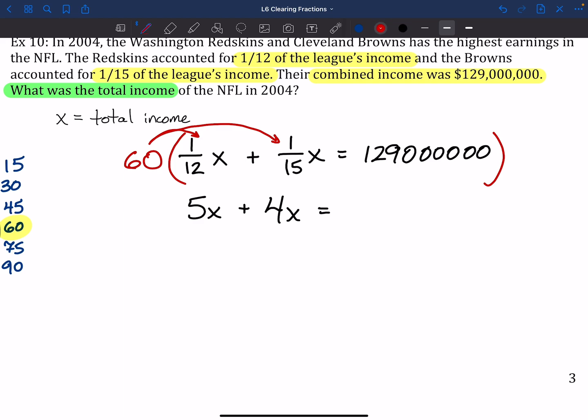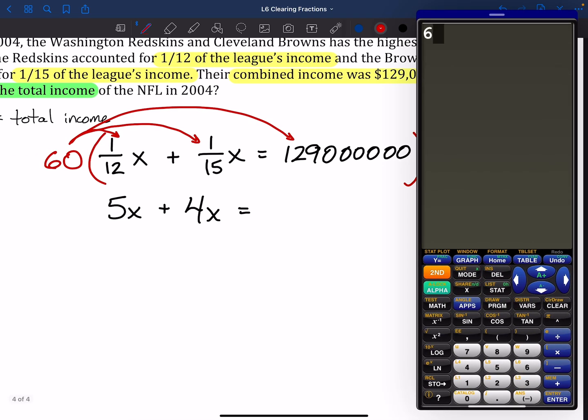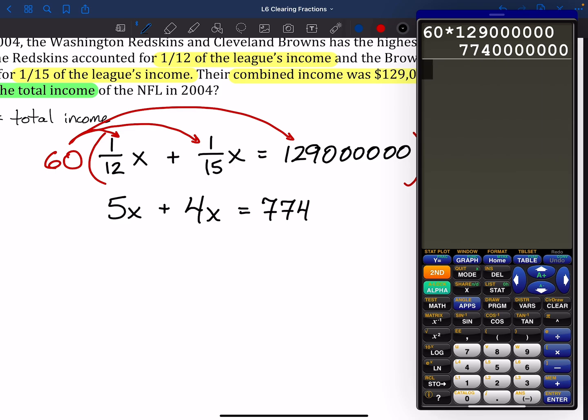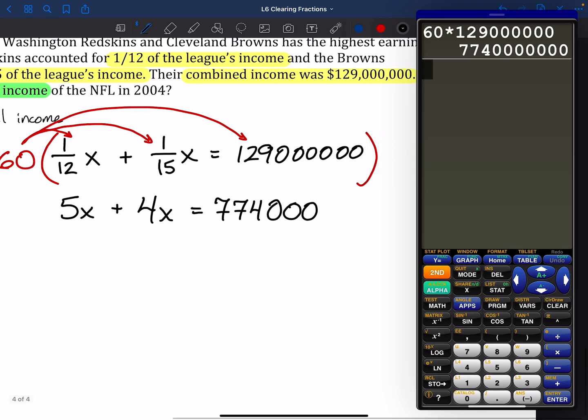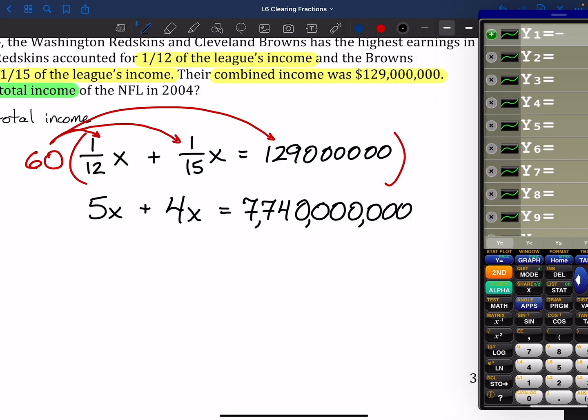Oh, and then on the other side, 60 times $129 million. So I'm going to bust out my calculator. 60 times 129, and million has 1, 2, 3, 4, 5, 6 zeros. Disgusting. Oof. So we're going to get 774, and then 7 zeros. 1, 2, 3, 4, 5, 6, 7. Let's see. 7,740,000,000. Oof.